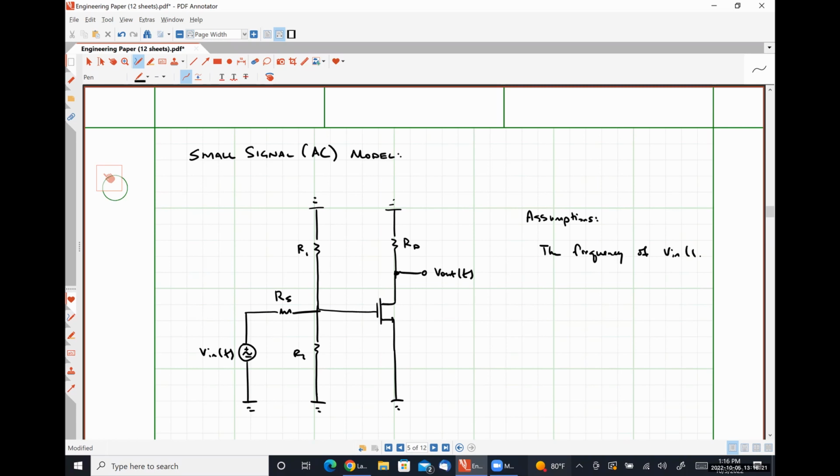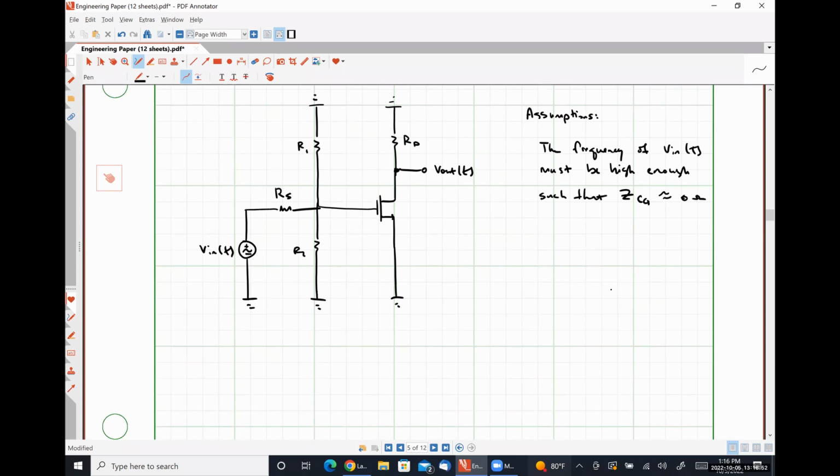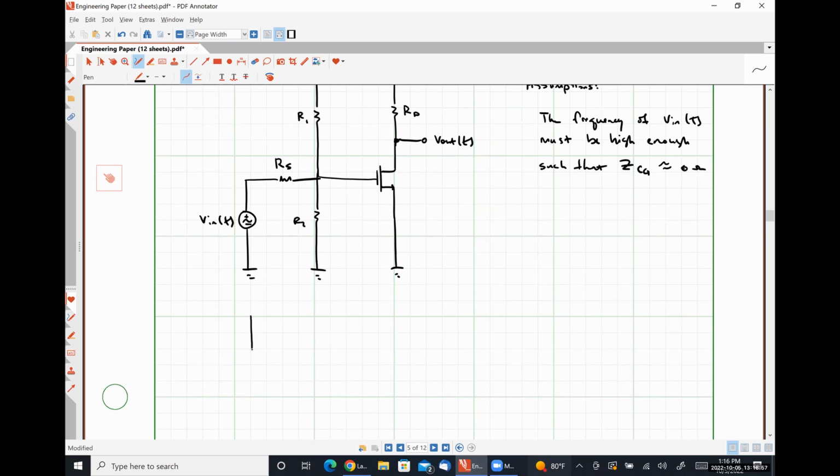The frequency of Vin(t) must be high enough such that the impedance of our capacitor CG is approximately 0 ohms. So redrawing this in a way that'll be a little bit better for our analysis, we would have something like this.